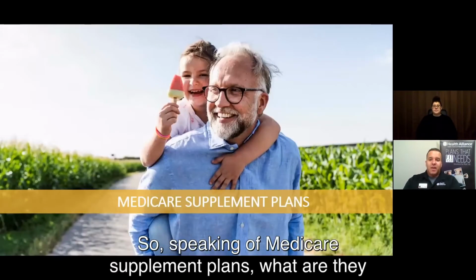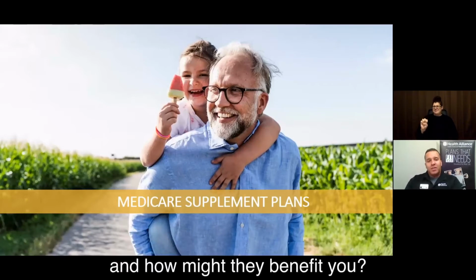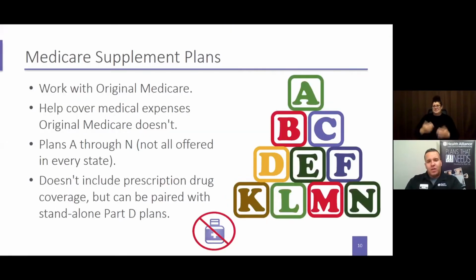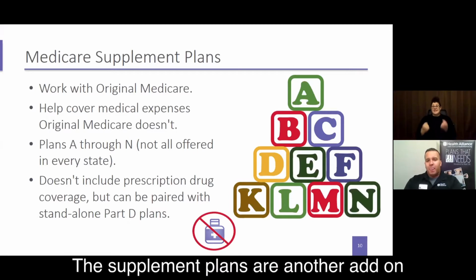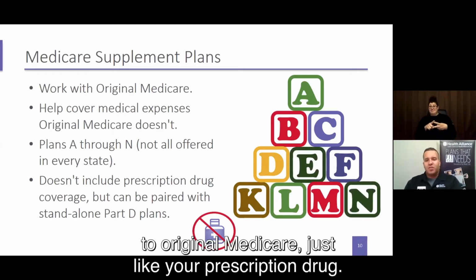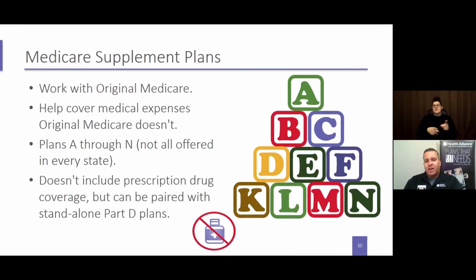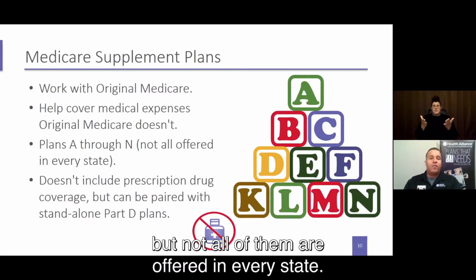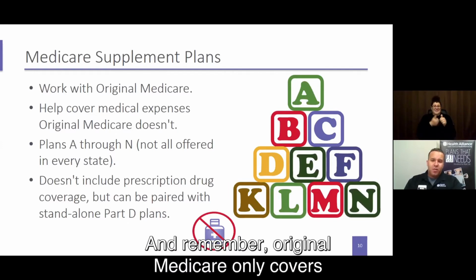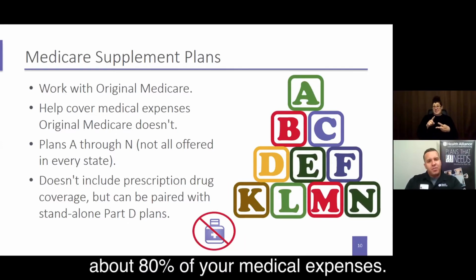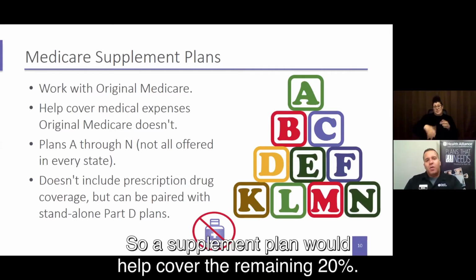So speaking of Medicare supplement plans, what are they? And how might they benefit you? The supplement plans is another add-on to Original Medicare, just like your prescription drug. There are several types of supplement plans offered, but not all of them are offered in every state. And remember, Original Medicare only covers about 80% of your medical expenses. So a supplement plan would help cover the remaining 20%.